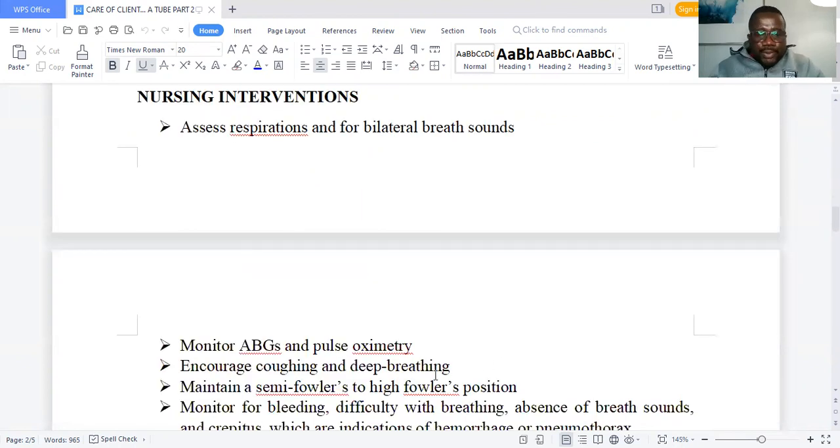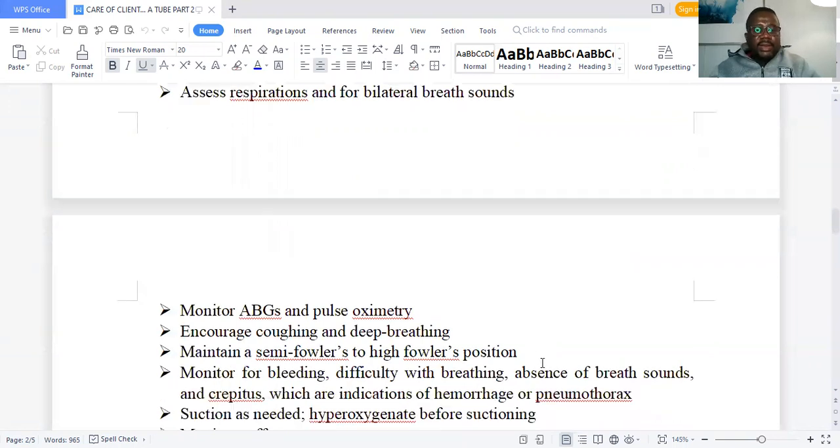Monitor ABGs and pulse oximetry. Yes, ABGs here we're talking about the oxygen. We're talking about acid-base balance. We're talking about the carbon dioxide, the carbonate. You have to monitor that.